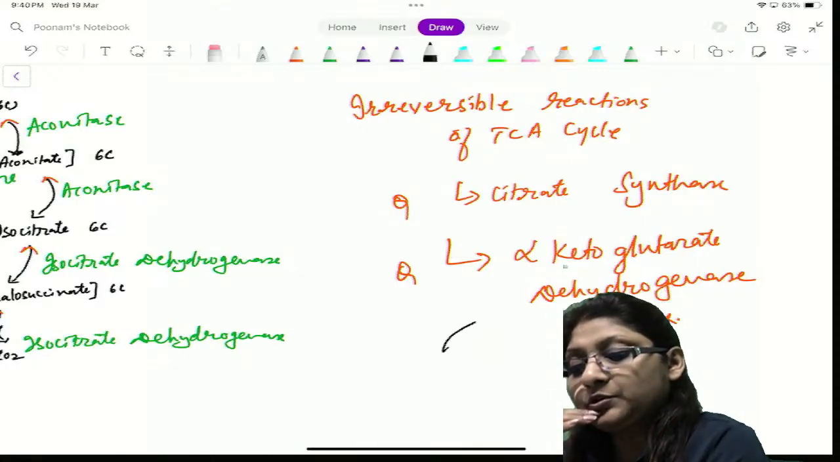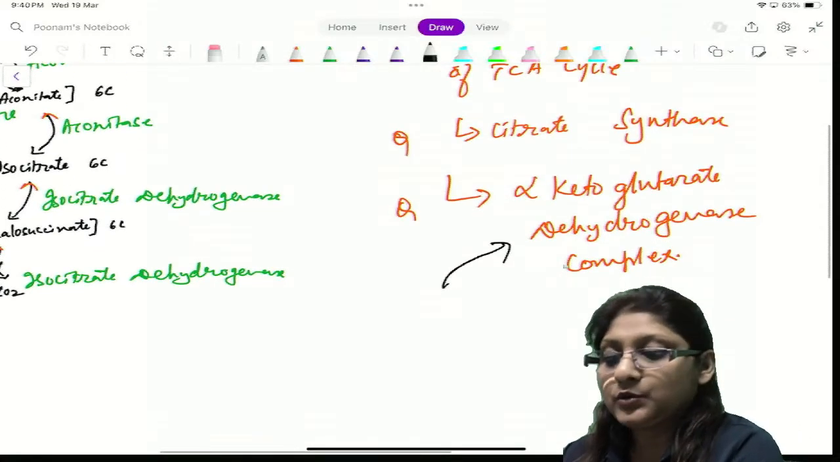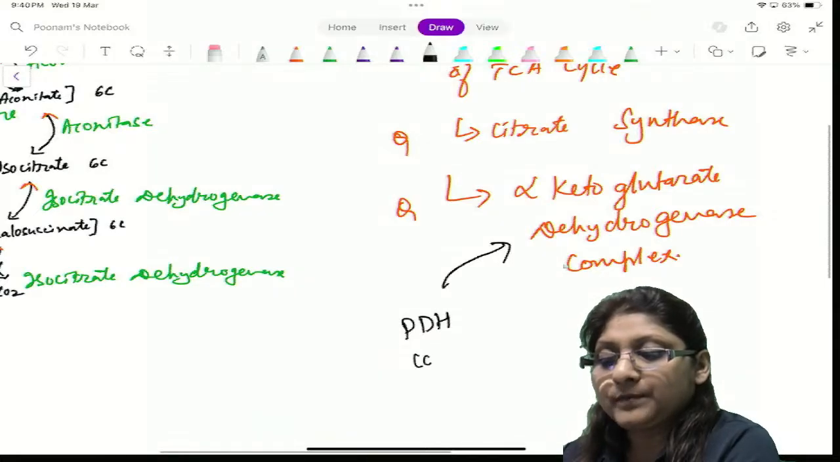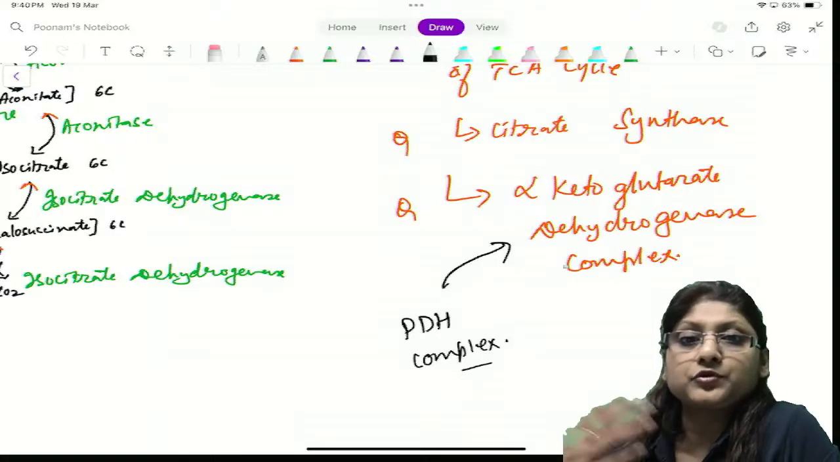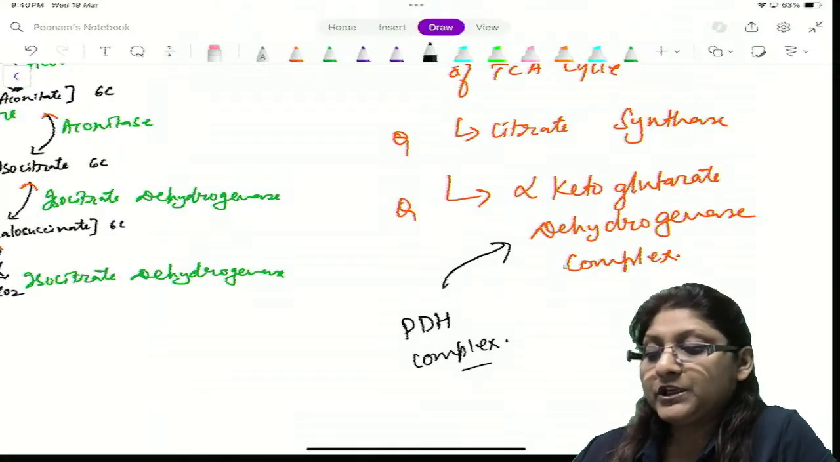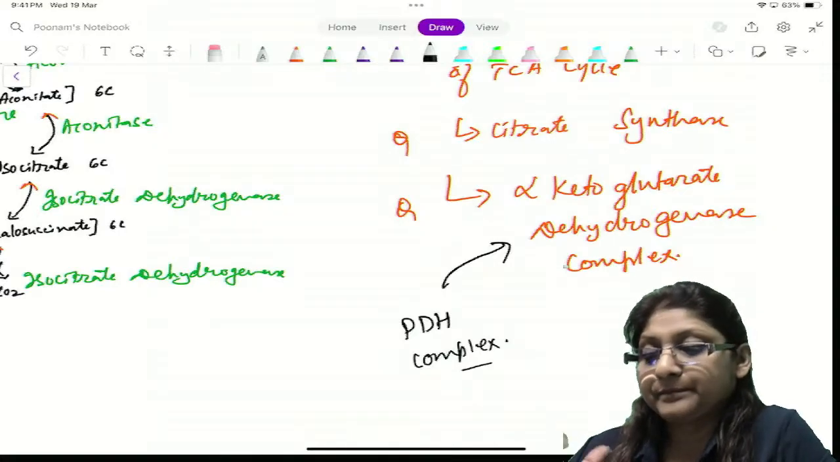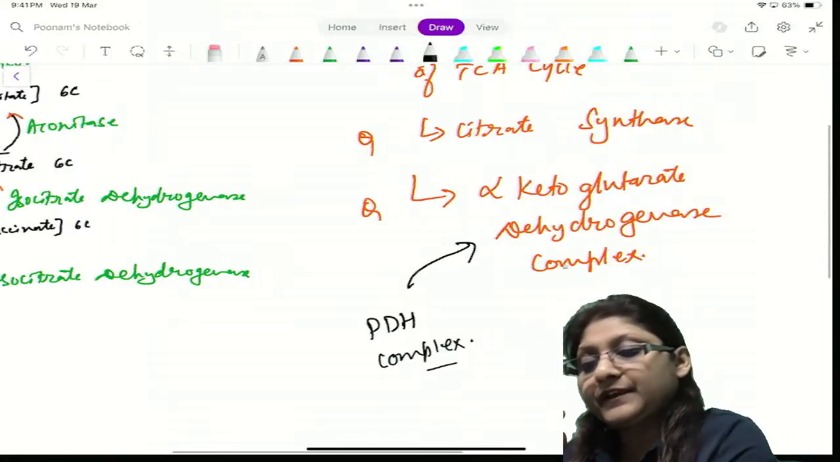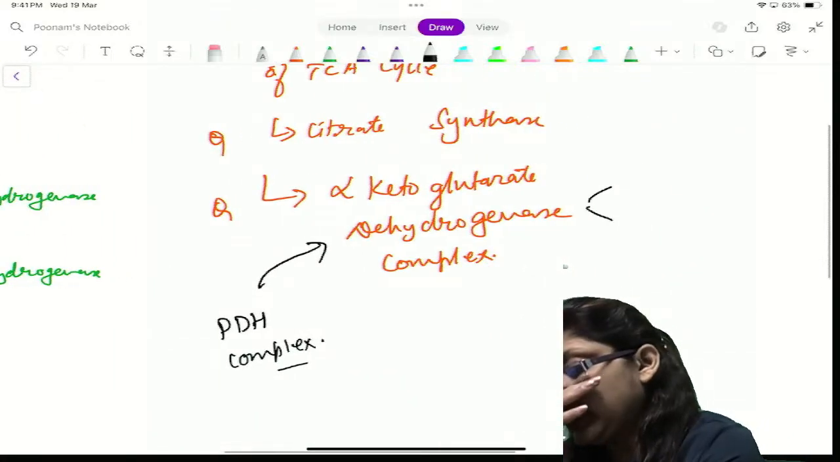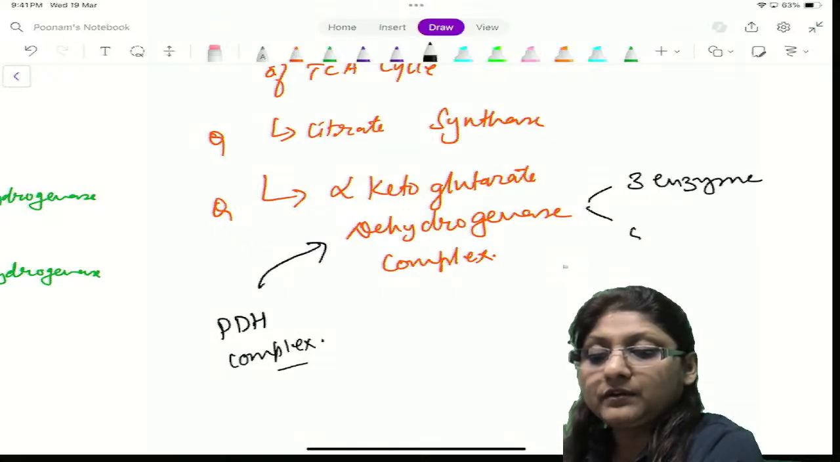This alpha ketoglutarate dehydrogenase complex enzyme is very similar to PDH complex of enzyme. You have seen in the previous session where PDH complex enzyme I discussed in detail, and I told you that PDH complex enzyme has got 3 enzyme and 5 coenzyme. Similar fashion, this alpha-ketoglutarate dehydrogenase complex also has got 3 enzyme and 5 coenzymes in it.